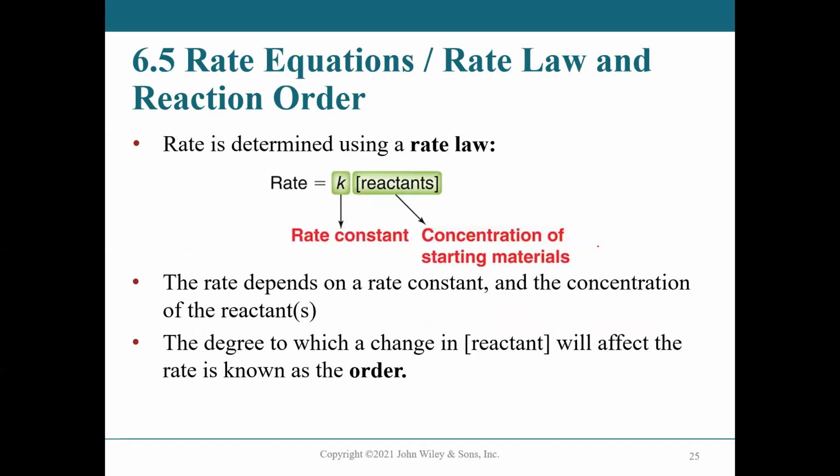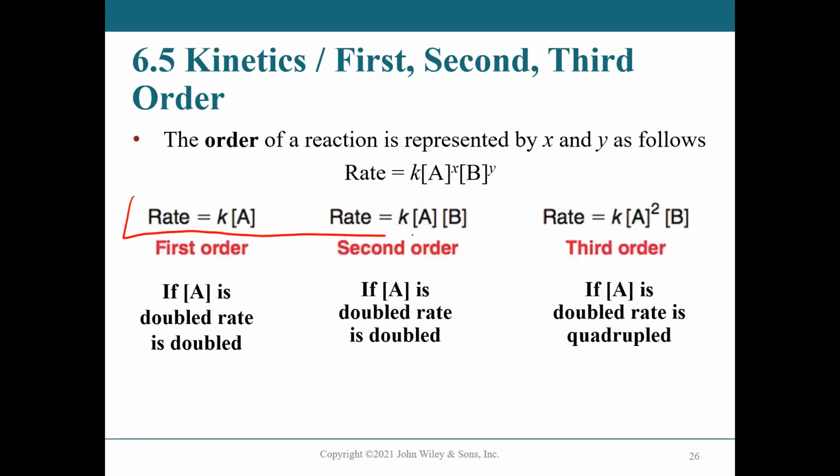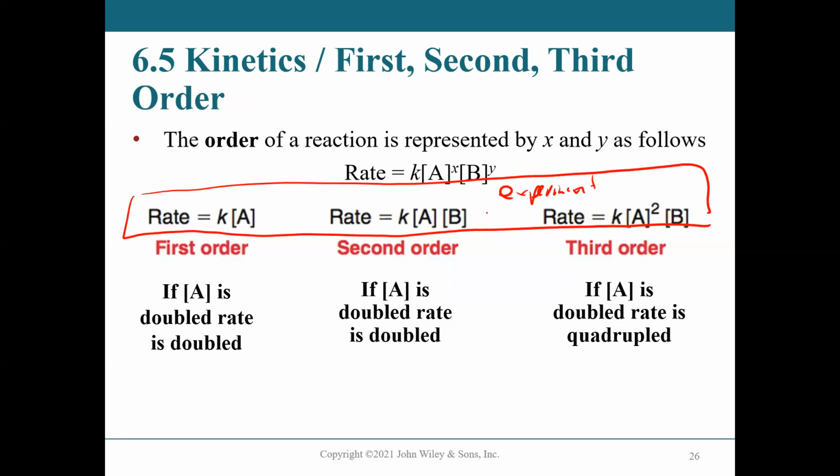So the rate is determined using a rate law. Rate laws always have to be experimentally determined. Rate equals a rate constant times the reactants. So the rate depends on a rate constant and the concentration of the reactants. And like I said, you do have to do this experimentally. To determine all this stuff right here, this is all experimental. That means you have to go into the lab. I should write better than that. And since you're not going in the lab, most likely they're going to give you all this information.